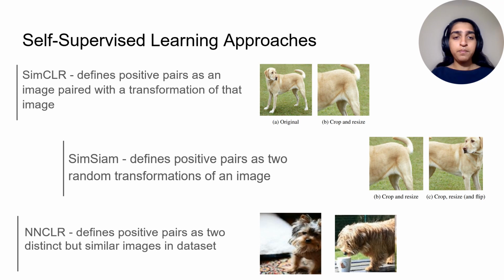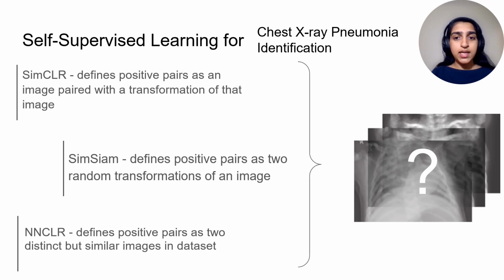training data required. In many of these methods, a model is encouraged to represent images in a positive pair similarly, where a positive pair is a pair of images expected to share the same label. SimCLR and SimSiam use different methods of transformations to define positive pairs, and NNCLR defines positive pairs as two distinct but similar images in the dataset. The question is, can these methods be applied to applications like chest X-ray pneumonia identification?